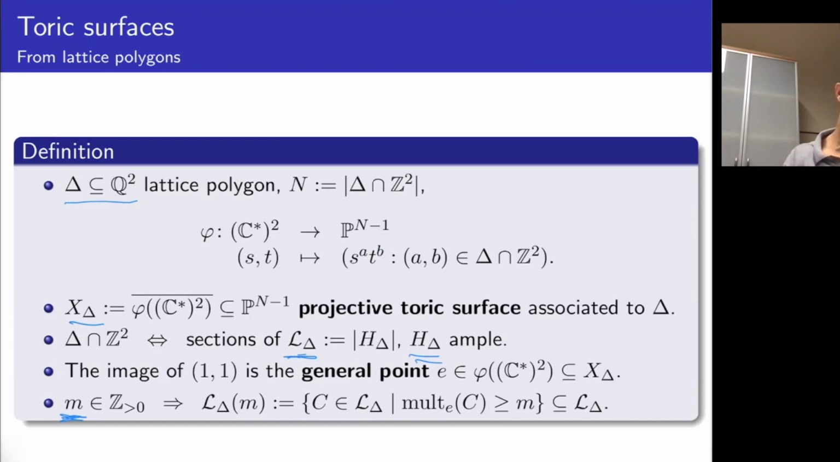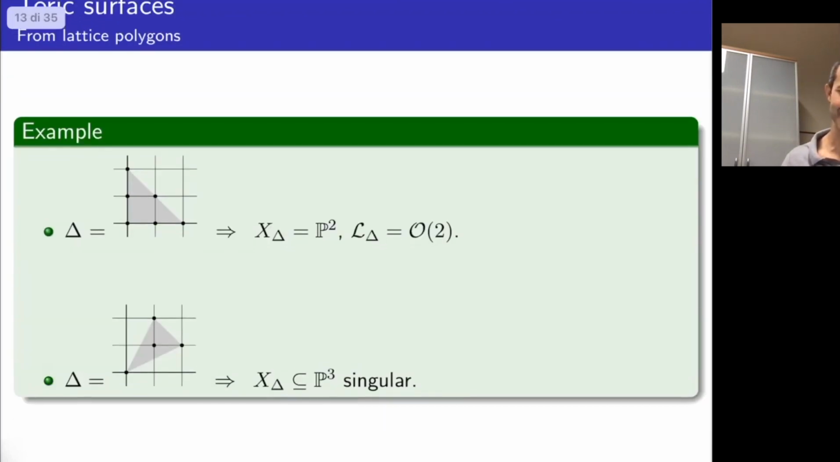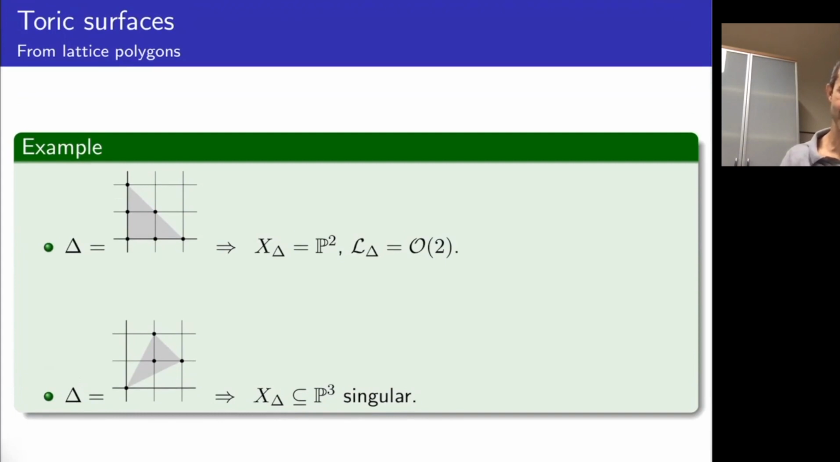Okay, so, again, a couple of easy examples. If the polygon is this first triangle, we have 6 integer points. The toric surface turns out to be the projective plane. One can see the toric surface by considering the dual fan of this polygon. This corresponds to P2, and the 6 sections correspond to the conics of P2. So in this case, we are considering the 2-Veronese embedding of P2 inside P5.